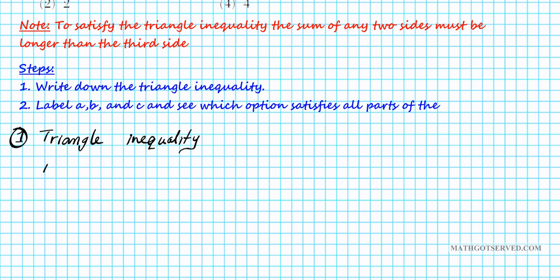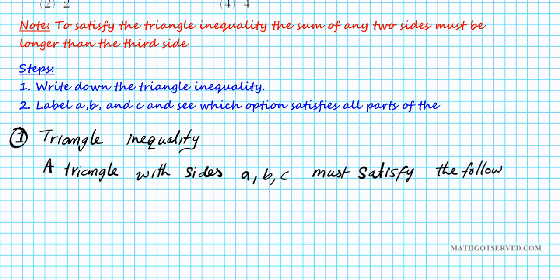A triangle with sides A, B, and C must satisfy the following conditions. This is a requirement. All right. So condition number 1, it has to satisfy all 3. Okay, no exceptions here. Condition number 1: side A plus side B must be greater than side C.